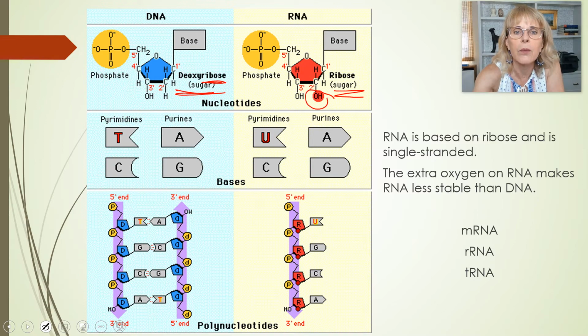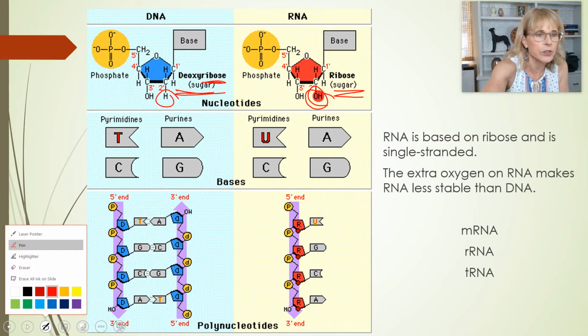How is it different? Right here, do you see how there's an OH? And here, there's just an H. That's the difference between ribose and deoxyribose. Deoxyribose, deoxy, lost an oxygen, right? So that's one way.